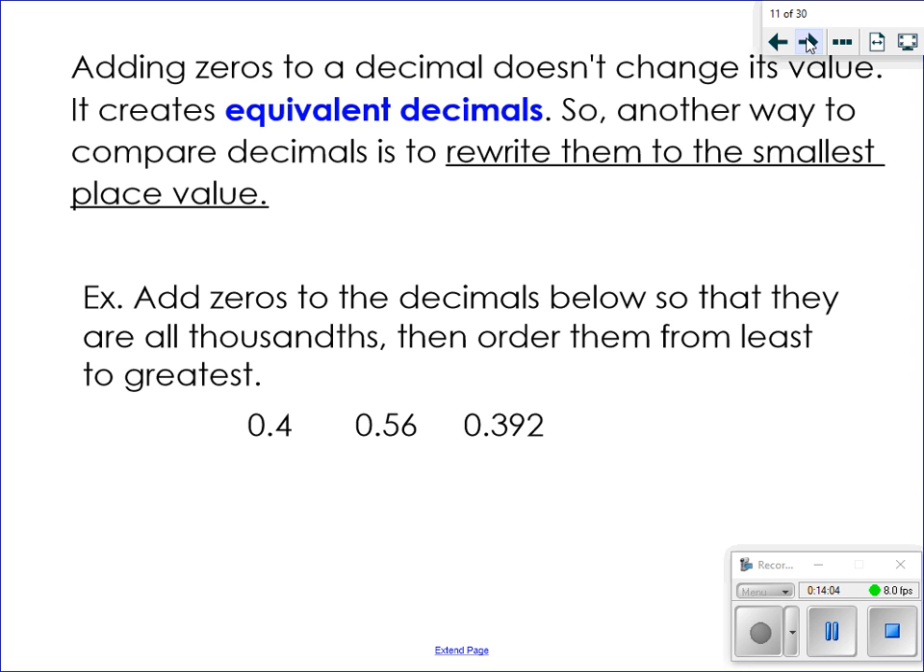If we don't want to have to convert them to fractions and then find common denominators, another way to do it is to use what we know about equivalent decimals, adding zeros onto the end of a decimal to make an equivalent decimal. When we do that, we rewrite them to the smallest place value. Well, we have to think about what the smallest place value would be. Okay, because I've got an example here with tenths, hundredths, and thousandths. Which one is the smallest place value? Tenths, hundredths, or thousandths?